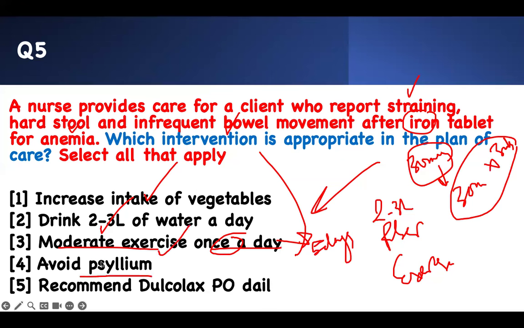Avoid psyllium? Psyllium is fiber. You should not avoid it. Recommend Dulcolax daily? No. We don't want you to take anything to stimulate you. We want some fiber and water. That's all. So 1, 2, 3, and 4 are your right answers.